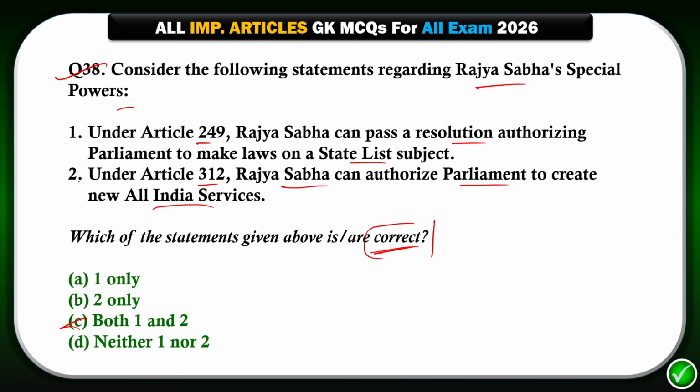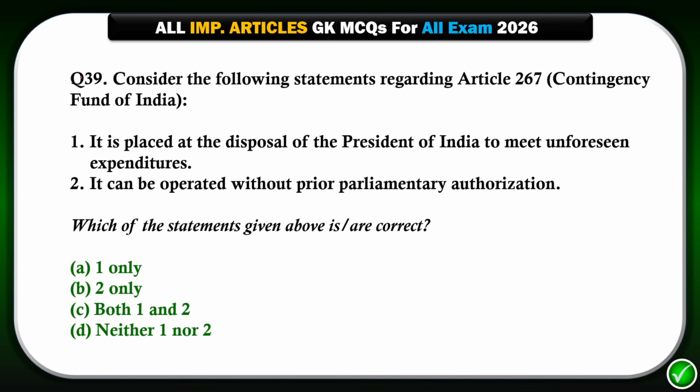Option number C, both 1 and 2 are correct. 39. Consider the following statements regarding Article 267, Contingency Fund of India. It is placed at the disposal of the President of India to meet unforeseen expenditures. It can be operated without prior parliamentary authorization. Which of the statements given above is correct? Option number C, both 1 and 2 are correct.